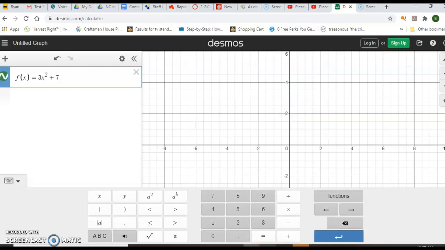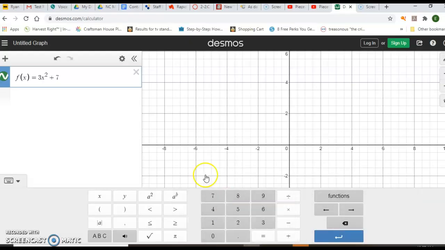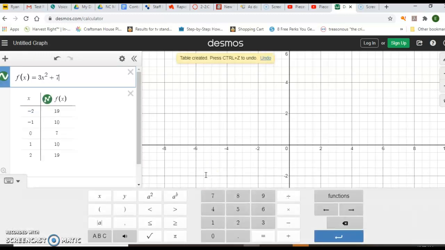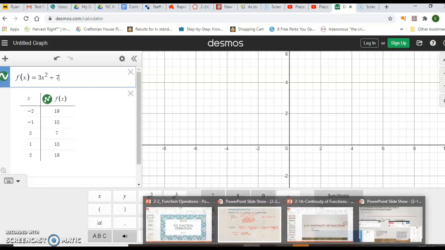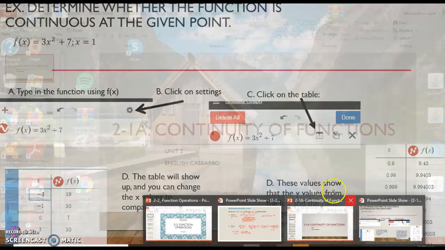Okay. The next thing it says to do on here is to click on the settings and then click on the table. So right here, click on the settings and then click on the table, and it fills in your values right there. Now, if you want to know if it approaches the same number from the left and the right, you're going to do it right here, the table, and you can change the x values to compare. You want to know what's on each side.